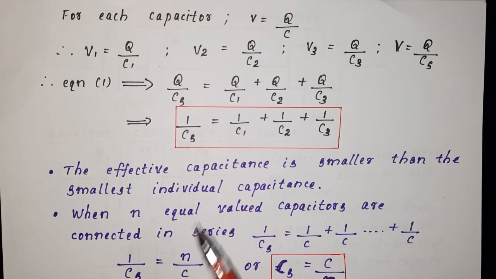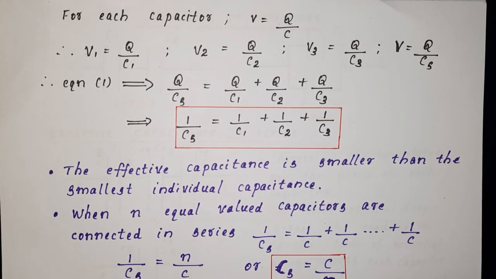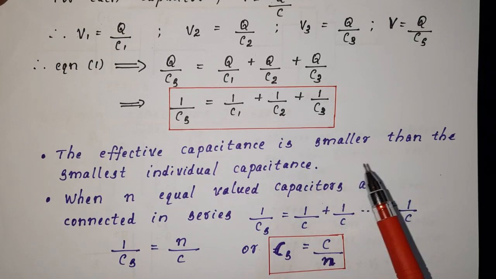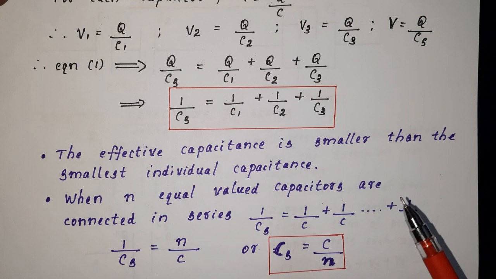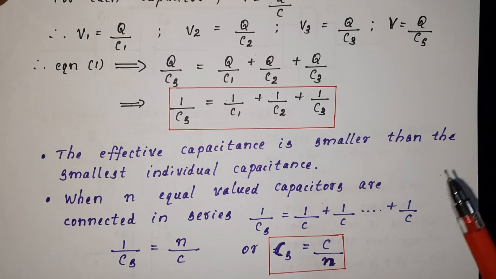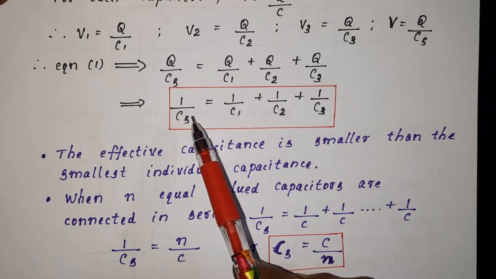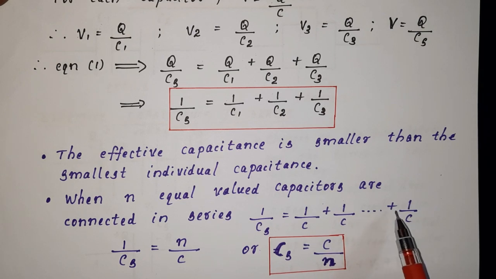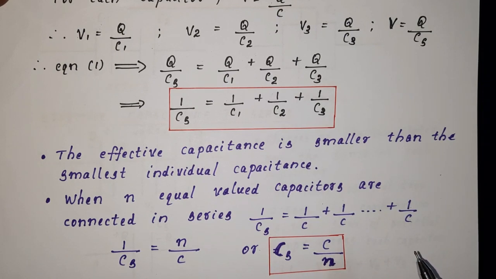Suppose we have n equal valued capacitors. What do you mean by equal valued capacitors? Equal valued capacitors means capacitors of the same capacitance C. Like that we have n of them. By substituting in this equation, 1 by Cs equal to 1 by C plus 1 by C plus and so on, plus 1 by C. How many terms will be there in this equation? N terms, since there are n capacitors.